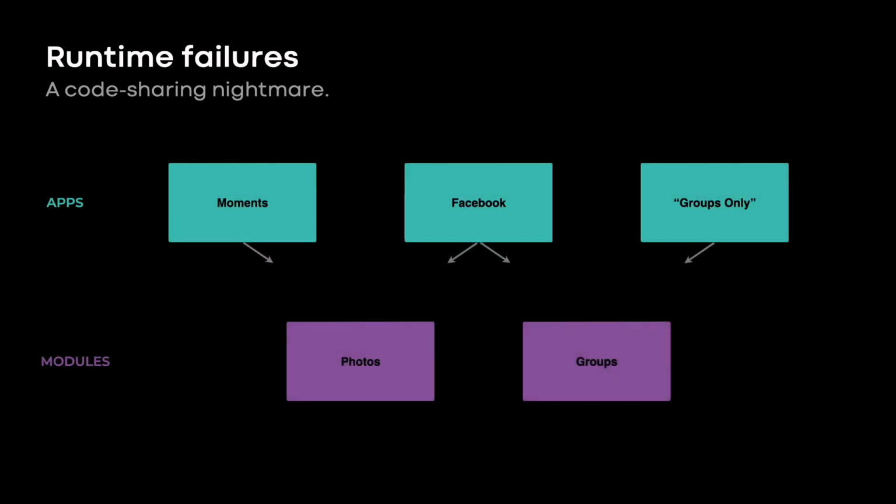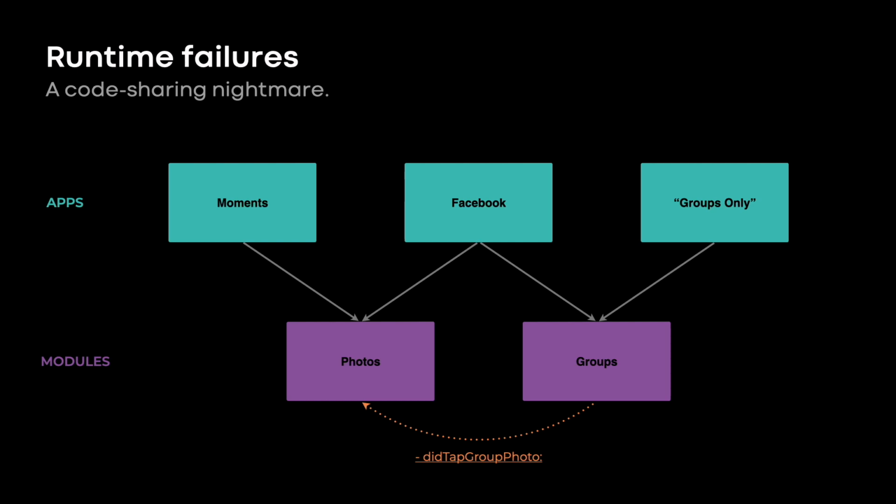So we had an app called Moments, which was a photo sharing app. We had an app that was just groups, and so you can imagine in the Moments app, they just had a photo module. And in groups, they only had the groups module. Well, one day, somebody added support for photos and groups.